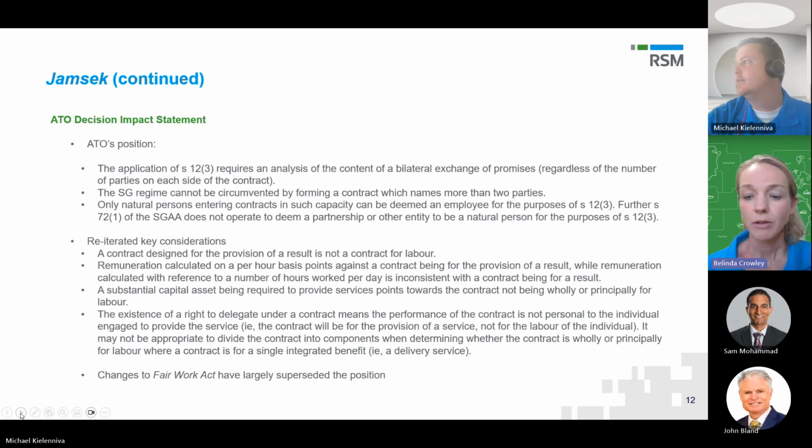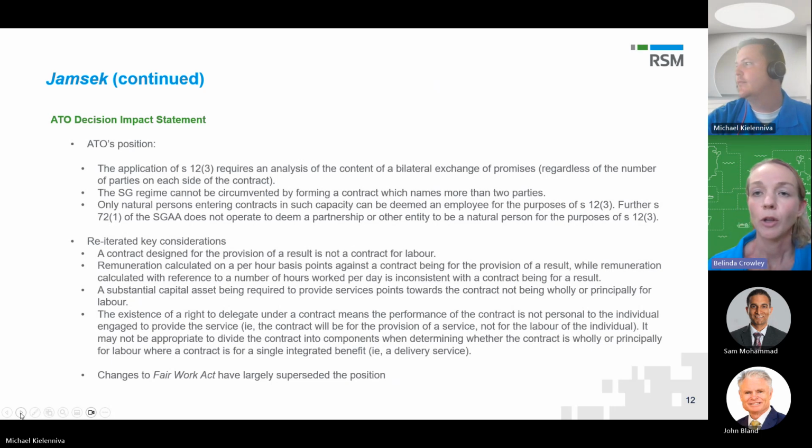The ATO reiterated that a contract for the provision of services, a contract for the provision of a result, is not a contract for labour, which is a long-established principle. It did say, however, that remuneration on a per-hour basis is consistent with a contract for a result, whereas remuneration for the number of hours worked per day is consistent with an employment relationship.